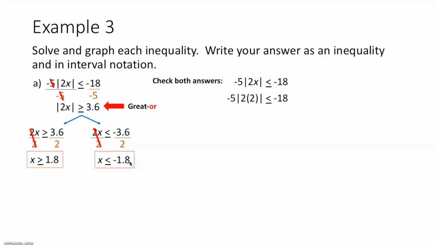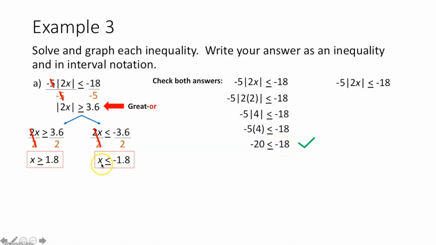We'll start by checking a value that is greater than or equal to 1.8. So how about 2? I'm going to plug in 2 for x in my original absolute value inequality. So if I plug in 2, what's 2 times 2? That's 4. What's the absolute value of 4? That is 4. Then what is 4 times -5? That is going to be -20. Is -20 less than or equal to -18? Yes. Therefore, that one checks out.